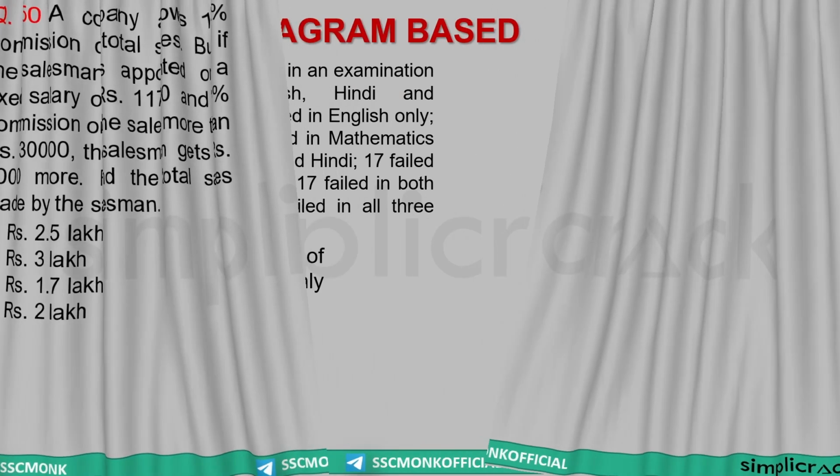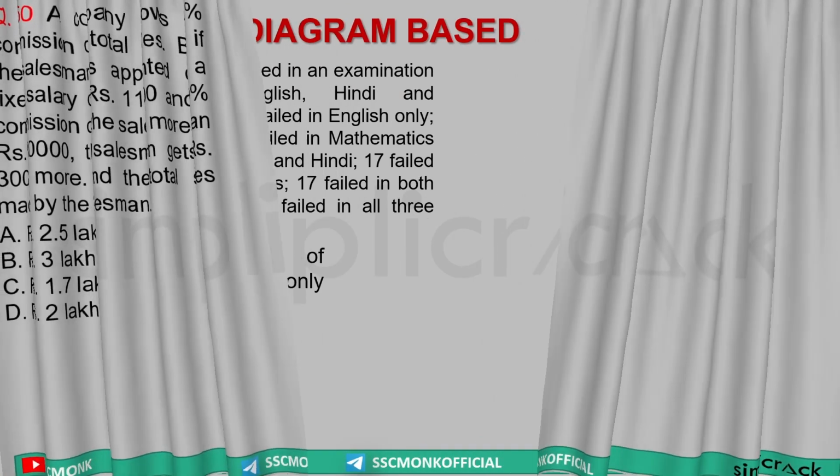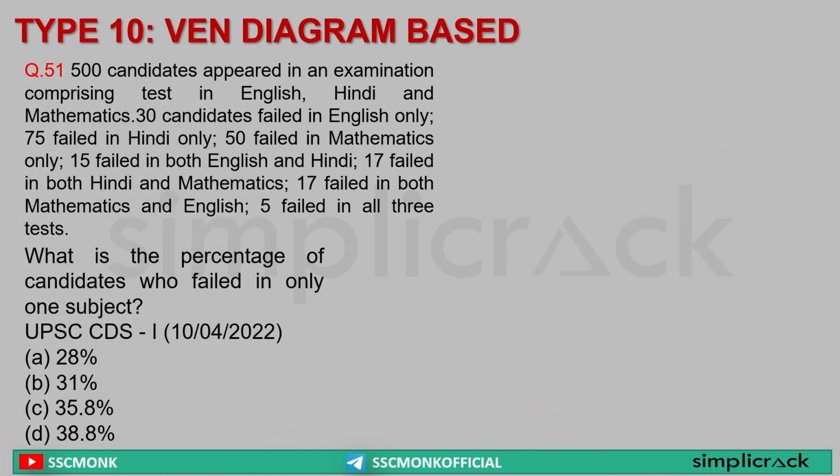Now, the Venn diagram, most anticipated question. It says 500 candidates appeared in an examination. Total number of students 500. Tests are English, Hindi and Mathematics. 30 candidates failed in English only. 75 failed in Hindi only. 50 failed in Mathematics only.